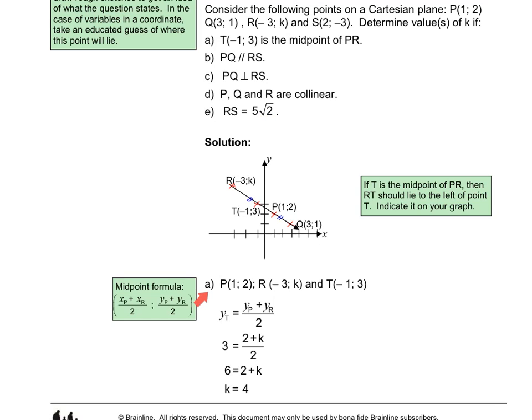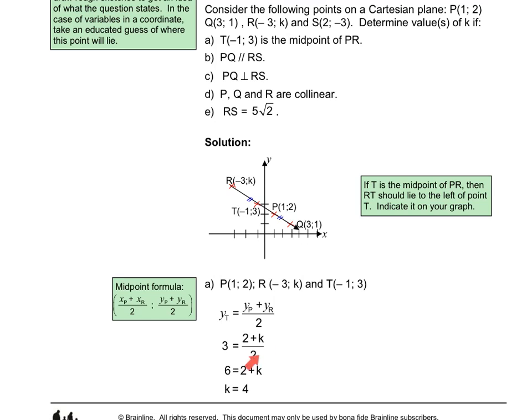For question A, we are working with the coordinates of P and R, since we want the midpoint of PR, and the midpoint T is given to us, where x is minus 1, y is 3. Since we want to work out the value of k, we will add the two y values together and divide it by 2 and set it equal to the midpoint y value, which in this case is 3. So 2 plus k divided by 2 has to equal 3.